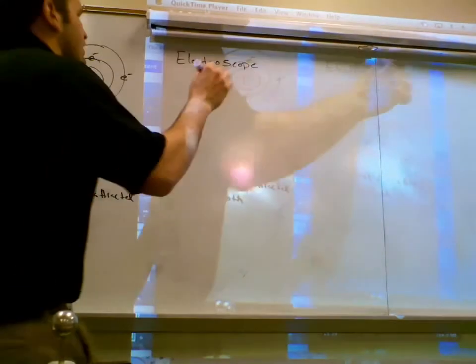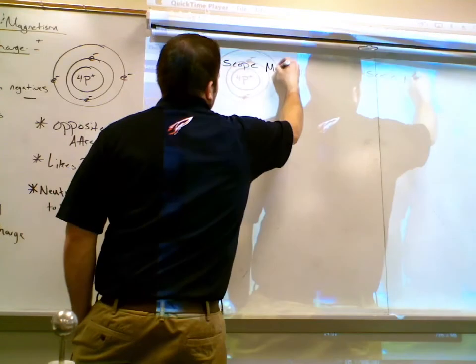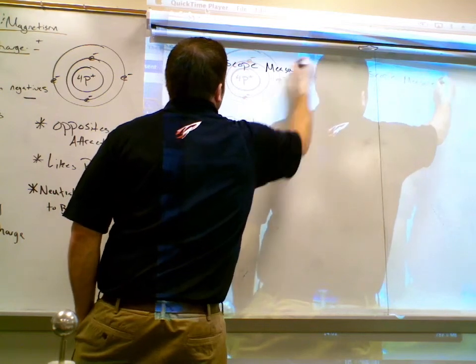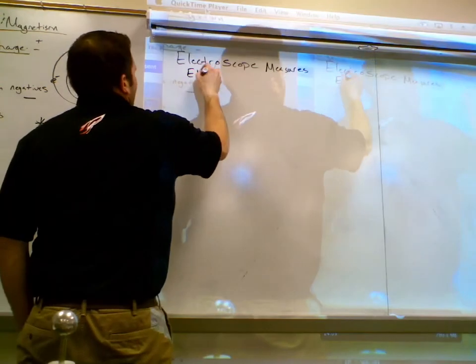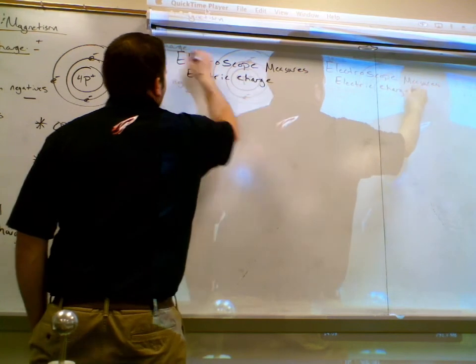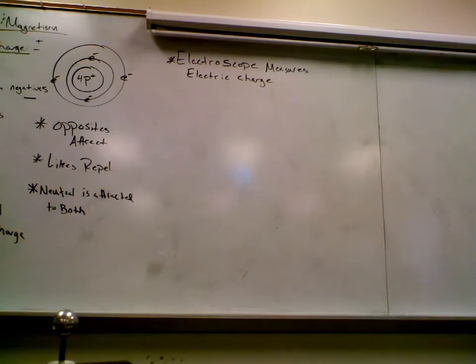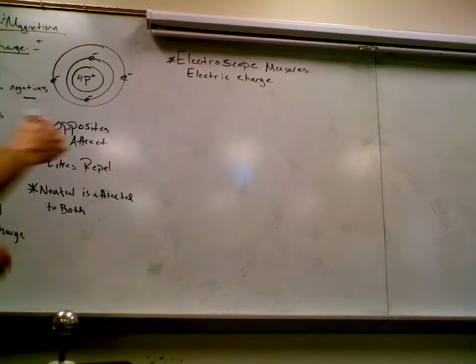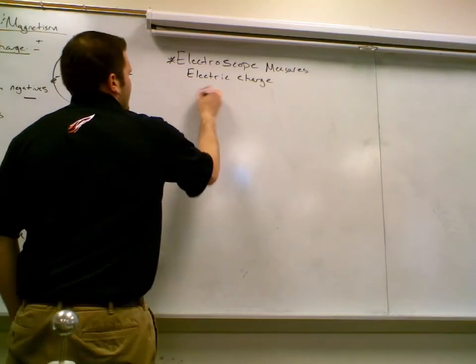An electroscope is an object that measures electric charge. It measures electric charge by how much the leaves spread apart. Okay. So the electroscope started like this.